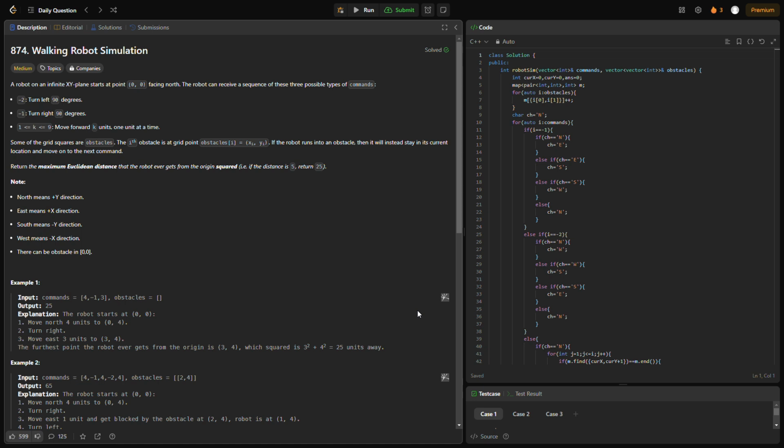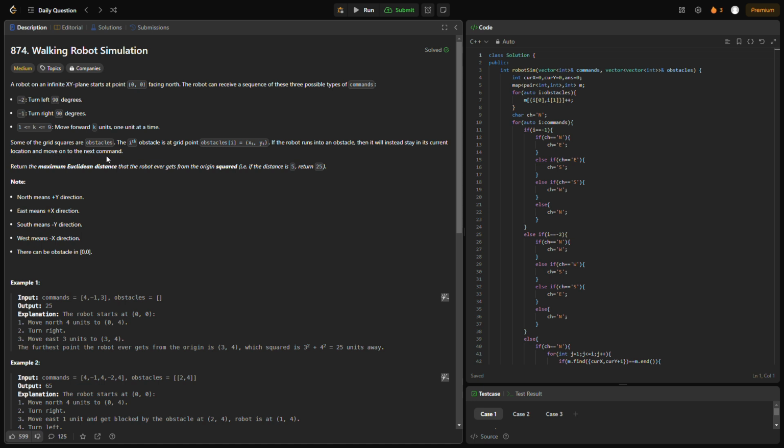Also, some of the grid squares are obstacles. The ith obstacle is at grid point obstacle xi comma yi. That means there may be some coordinates where we have obstacles. So what happens when we have an obstacle? It is given that if the robot runs into an obstacle, then it will instead stay in its current location and move on to the next command.